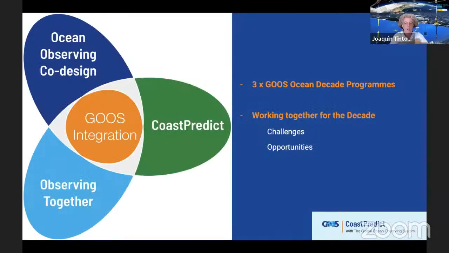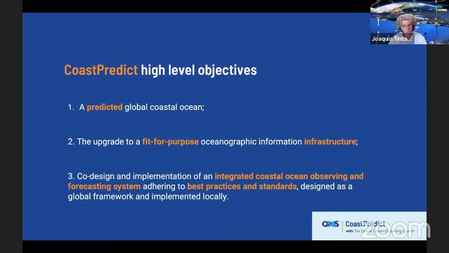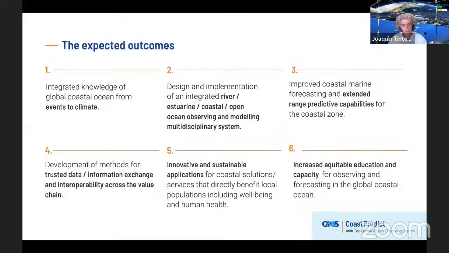Next slide, please. So all this is in the frame and it's co-designed by GOOS in the three GOOS-led Ocean Decade programs: Ocean Observing Co-Design, Observing Together, and COAST Predict. Next one, please. So in COAST Predict, we have designed three major high-level objectives following the UN Decade objectives. The first one is a predicted global coastal ocean, the upgrade to a fit-for-purpose oceanographic information infrastructure, and then the co-design and implementation of an integrated coastal ocean observing and forecasting system, adhering to best practices and standards, and designed as a global framework, focusing, as I said, on the many common worldwide features, but also essential to be implemented locally.